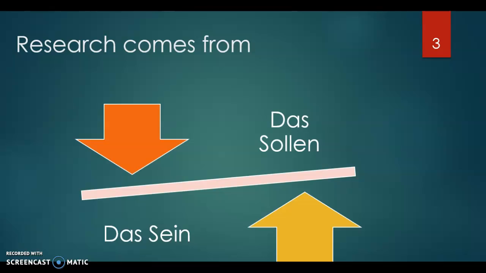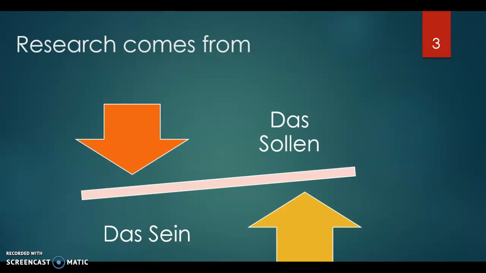Then, because we're talking about research now, there is one thing that should be there in research: the gap between das Sollen and das Sein. Das Sollen means the expected, or what is believed to be true, but das Sein is the reality. So das Sollen and das Sein.